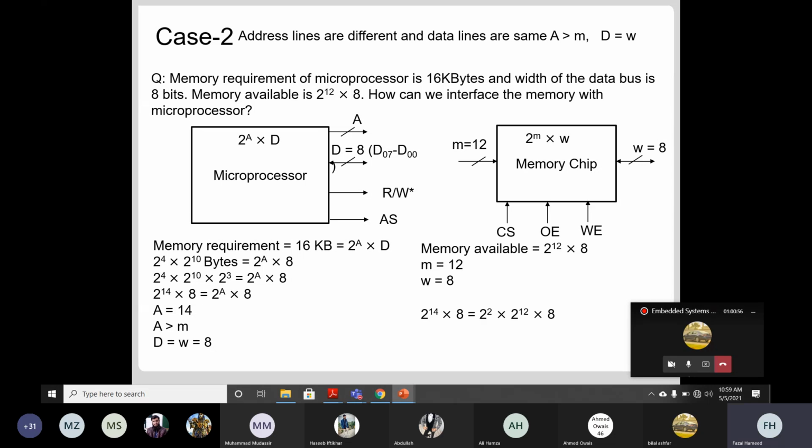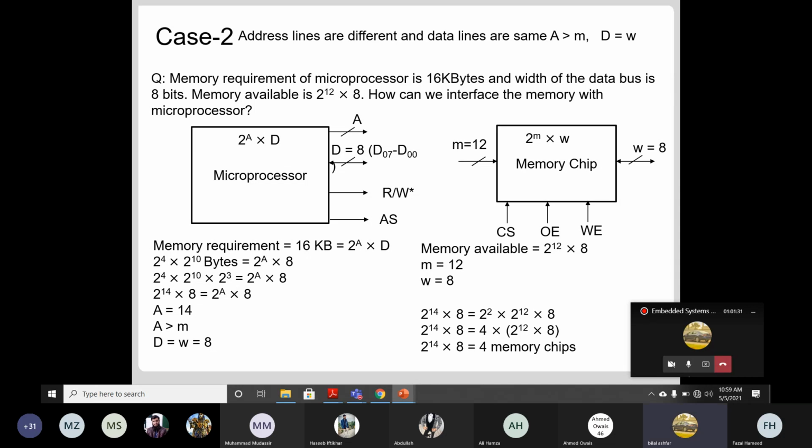The memory requirement for the microprocessor is 2 to the power 14 cross 8, because A is 14. It can be written like this: 2 to the power 14 cross 8 is equal to 2 to the power 2 cross 2 to the power 12 cross 8. Am I right or not? Can you write it like this? 4 multiplied by 2 to the power 12 cross 8. The available memory is 2 to the power 12 cross 8. The requirement is 2 to the power 14 cross 8. So how many memory chips do we require? 4. Did you get my point or not?